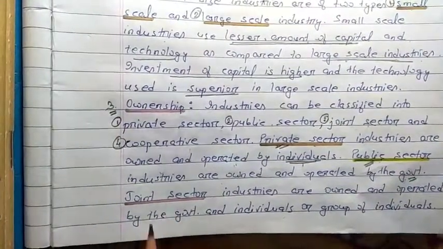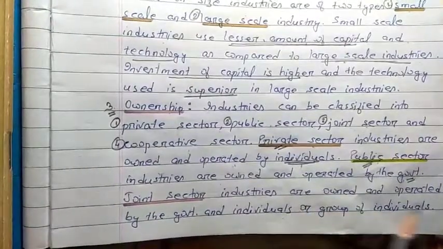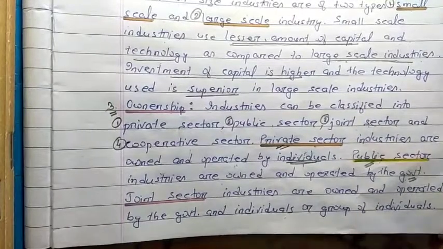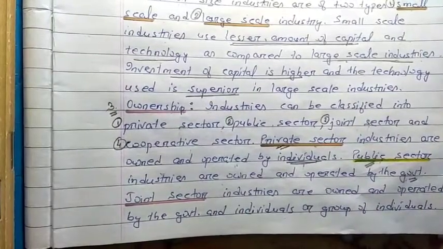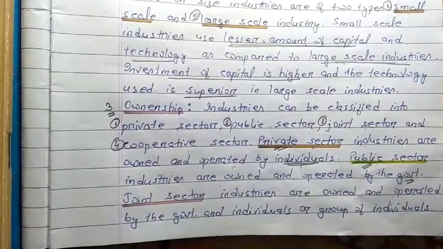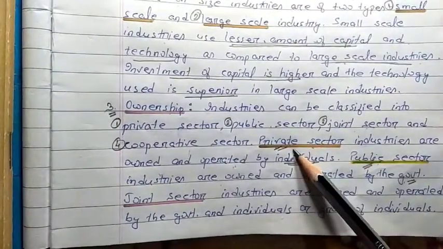Joint sector. Joint sector industries are owned and operated by the government and individuals or a group of individuals. As I told you just some time before, some industries are generally run by the individuals. They are known as the private sector industries.